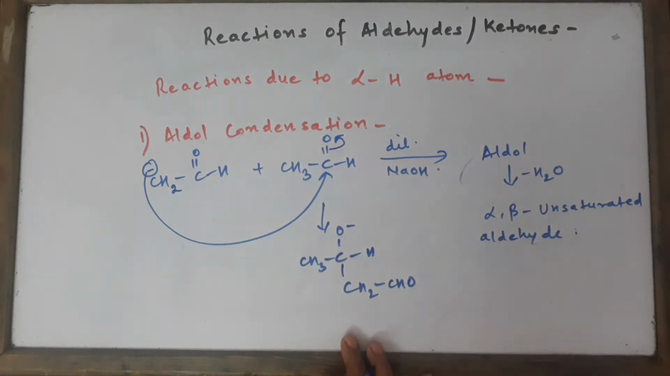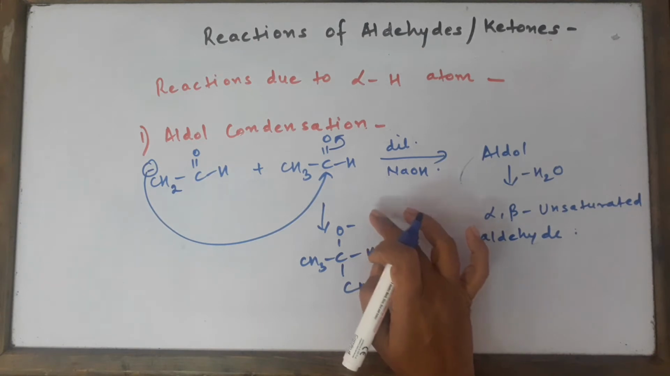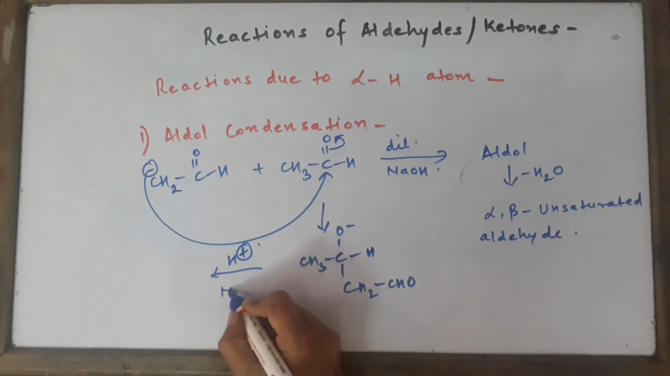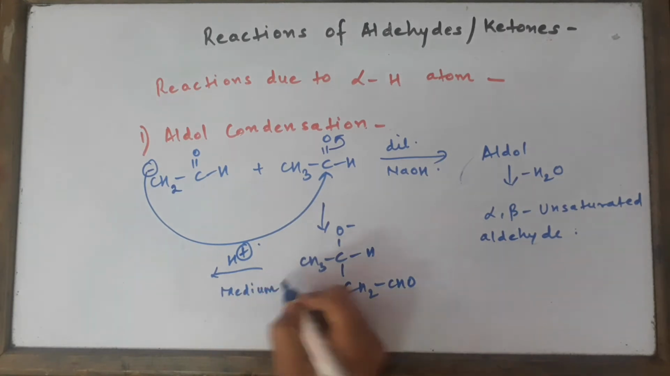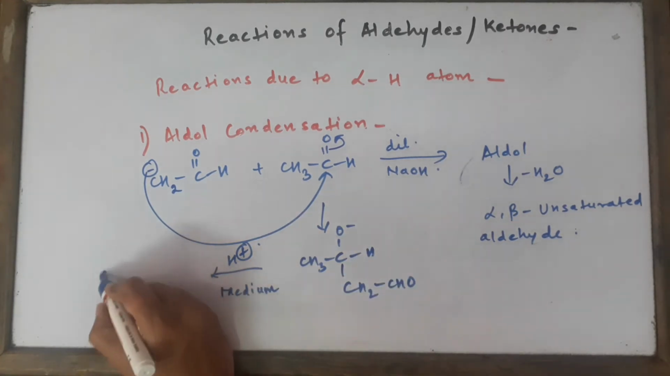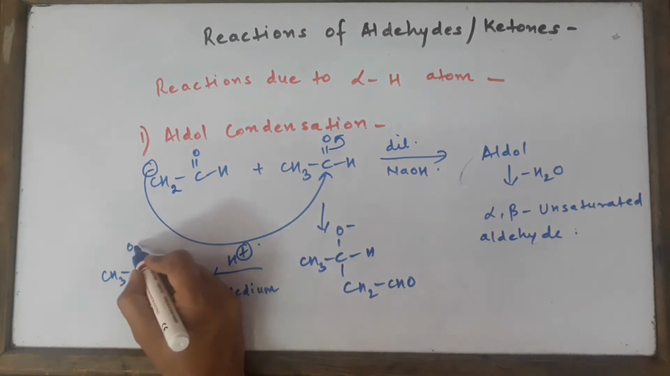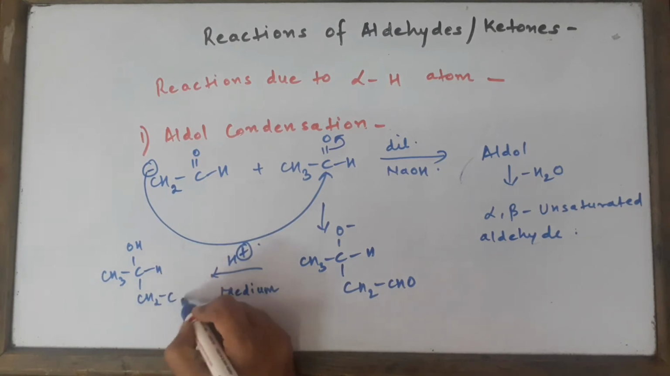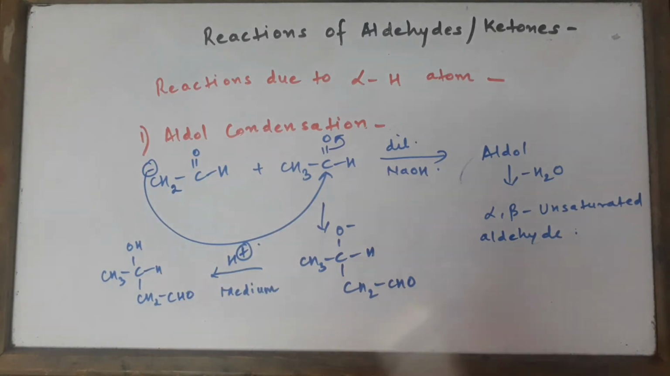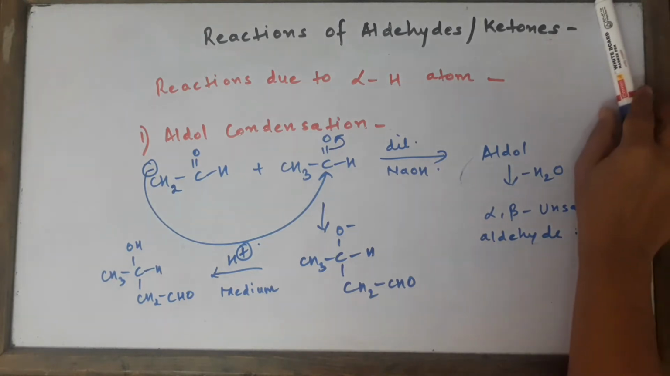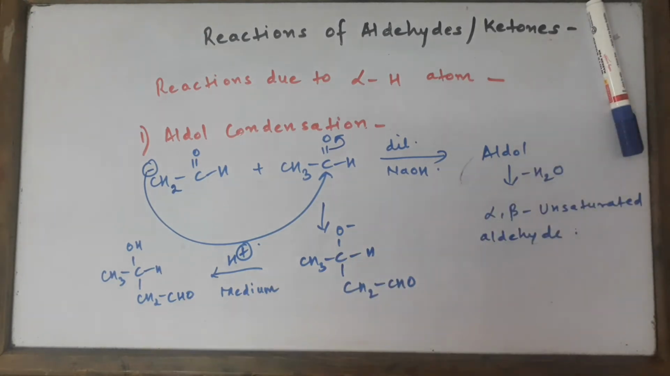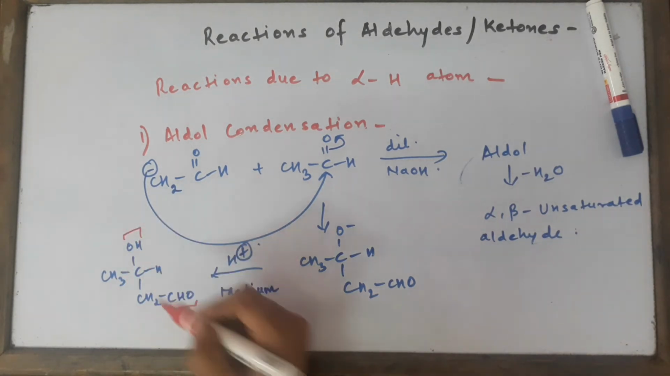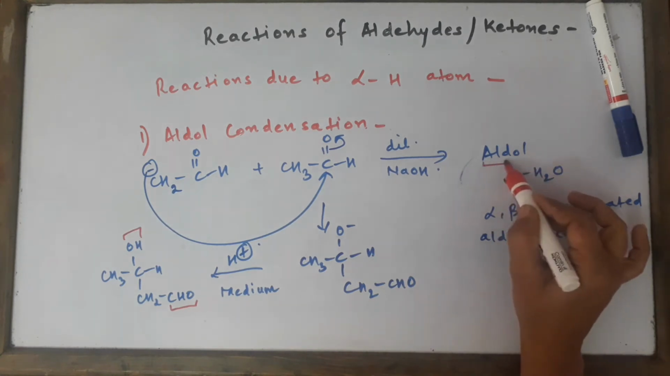So I get this kind of structure, and now you can see that the oxygen is negatively charged over here. So it is going to take a proton from the medium, and then we get OH over here. So the structure looks like this, CH3CH(OH), and then you get the same thing over here, that is CH2CHO. Now when you look at this, this is the first product, which is called the aldol. Why it's called aldol, you must have understood, because it has an aldehyde as well as an OH, that is alcohol. So the word aldol is a blend of aldehyde plus alcohol.